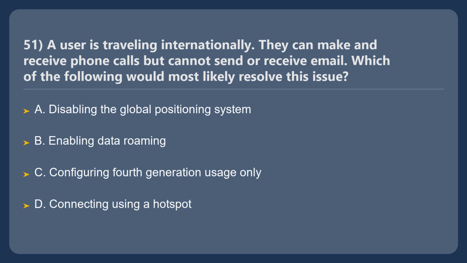Which of the following would most likely resolve this issue? Option A, disabling the global positioning system. Option B, enabling data roaming. Option C, configuring fourth generation usage only. Option D, connecting using a hotspot. The correct answer is option B, enabling data roaming.